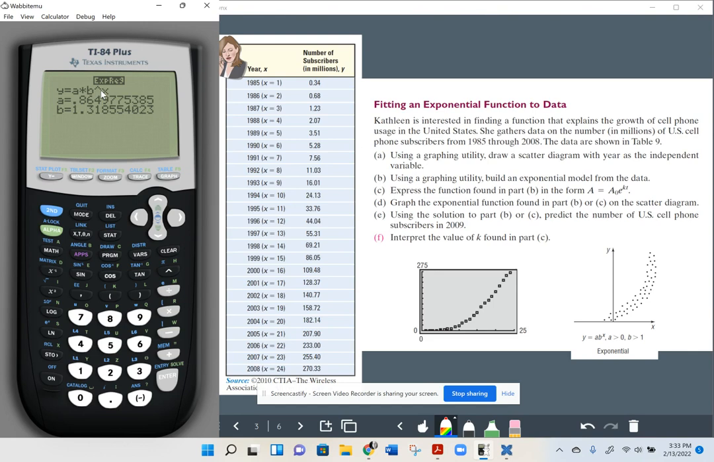So we're missing that time as our variable, which is the x. I'll show you how to work that out in just a moment. But our starting amount is 0.8649, yada, yada. And then our b to the x value is 1.318, yada, yada.